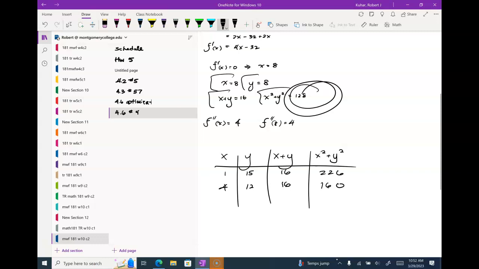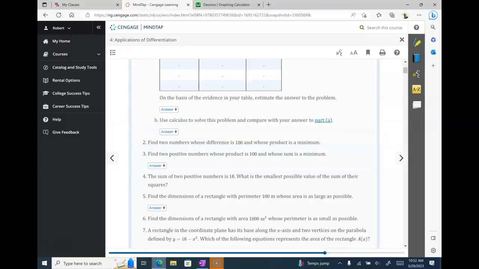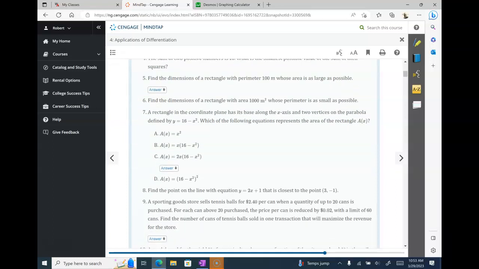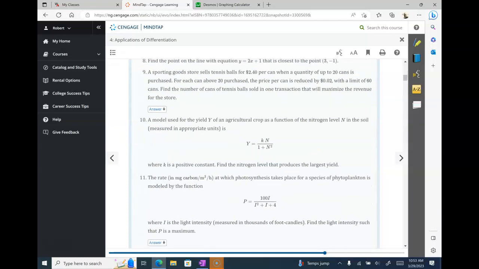So XY problems are easy. There's one really super challenging problem in the book. If you want an extra challenge, I don't know who would, which one is it? I'm trying to find it.